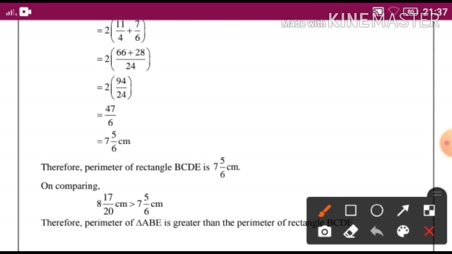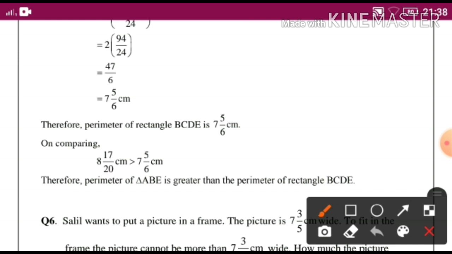Wait, the question is not completed yet. Remember that first we have to find whose perimeter is greater. So we know the perimeter of the rectangle and the perimeter of the triangle. Now we have to compare them. So 8 17 upon 20 centimeters, 7 5 upon 6 centimeters. Which one is bigger? Of course 8 17 upon 20 is bigger. Therefore the perimeter of triangle ABE is greater than the perimeter of rectangle BCDE.